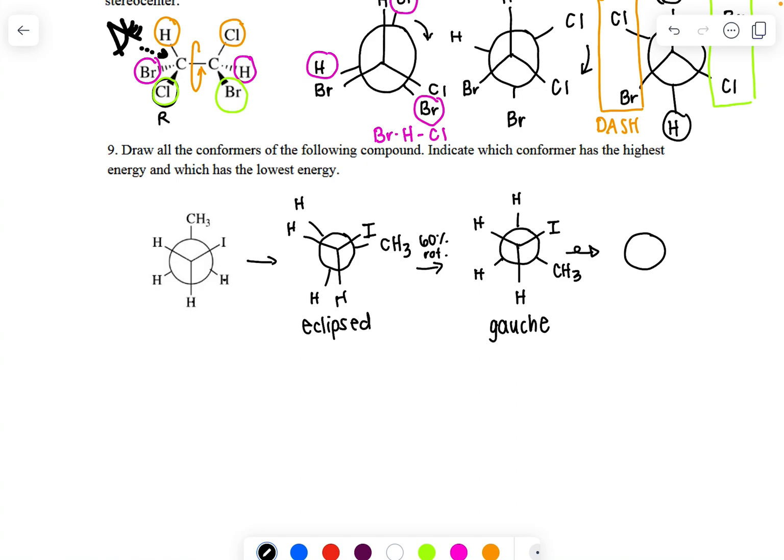And now, again, I'm going to keep the iodine and the hydrogens in the front in the same positions. Now my methyl is eclipsing the hydrogen. And I have hydrogens in the other positions. Hydrogen and iodine are eclipsing. I'm going to rotate again. Keep my iodine in the same spot, my hydrogens. Now I have another gauche.